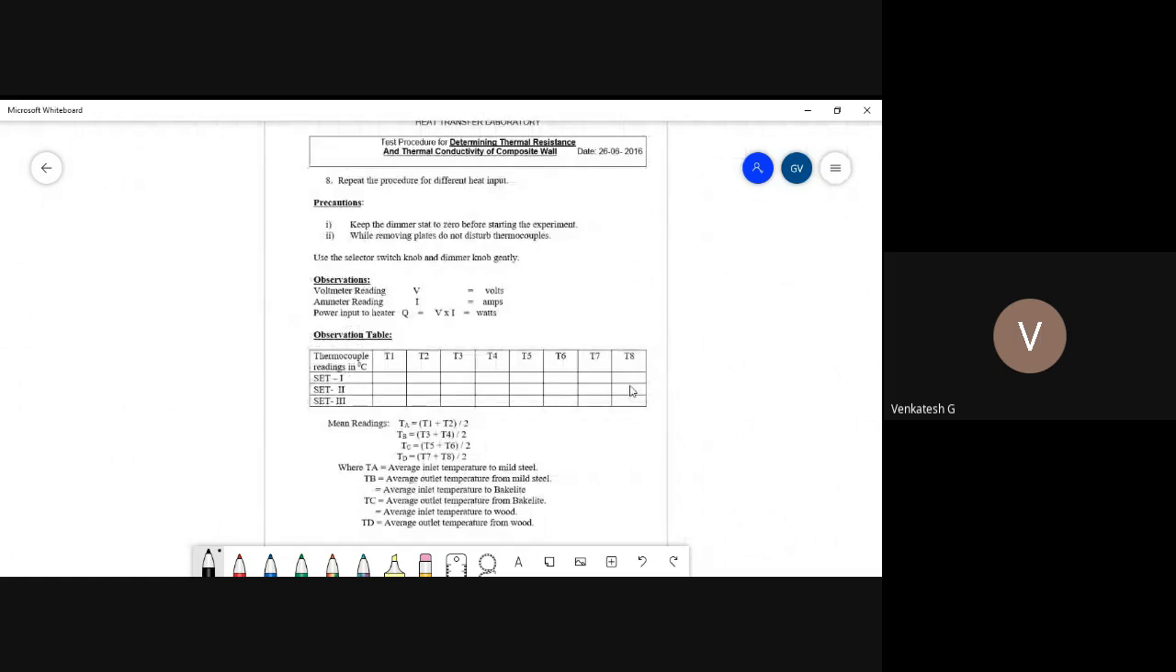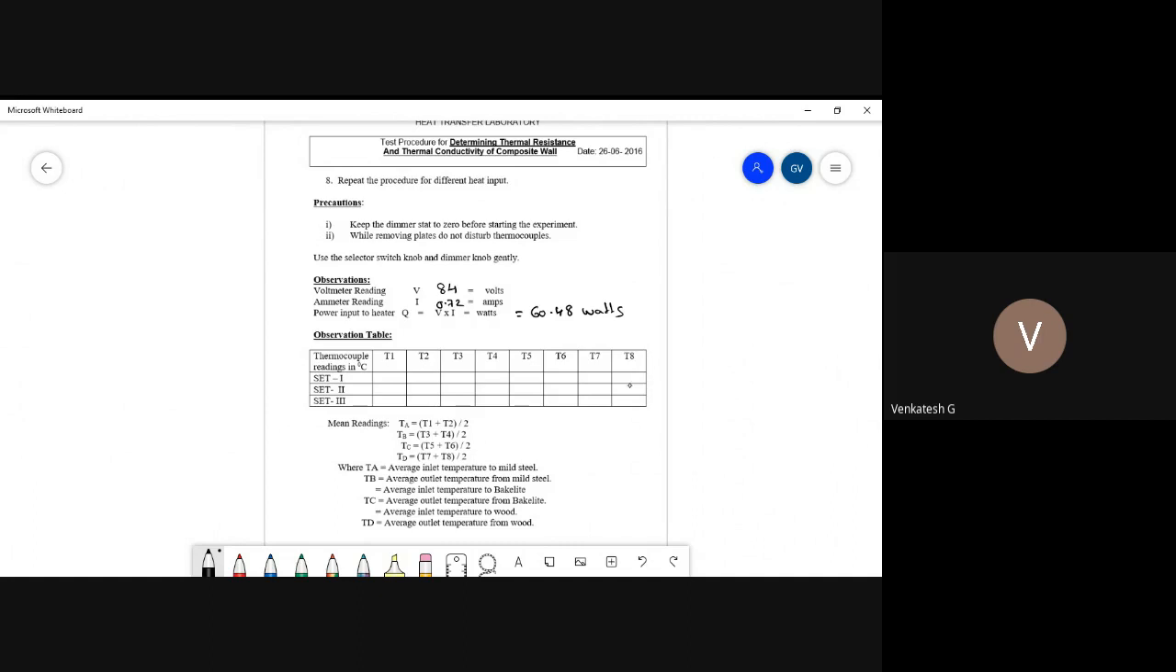Now coming to the observations. What we had observed from the experiment: we had supplied a voltmeter reading of 84 volts and an ammeter reading of 0.72 amps. Together we get the power of 60.48 watts. Now coming to the thermocouple readings, we have three sets.